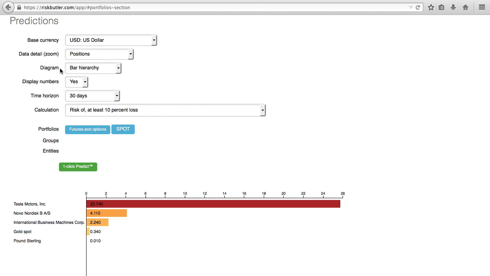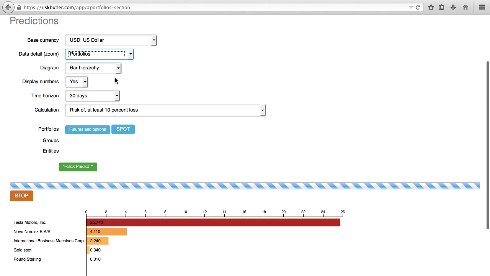With the bar hierarchy diagram, we can also choose not to look at the figures, and if we put our mouse pointer on one of the bars, we get a tooltip which shows us the percentages also. So this is an alternative way of seeing the numbers, but we can also choose to see the numbers, and now you can see the tooltip and the actual number revealed is the same. We can also choose to look at the portfolios as one portfolio here.